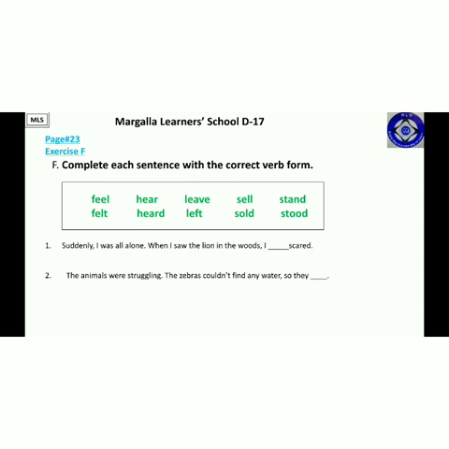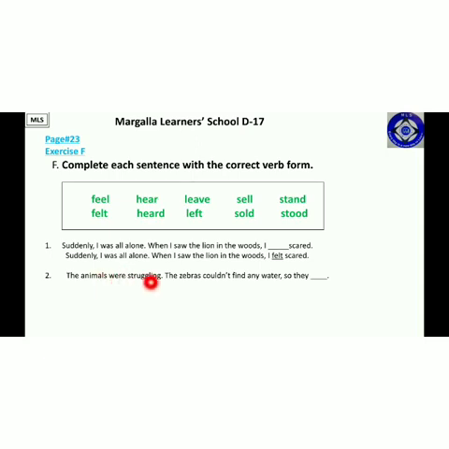Come to the first statement. Suddenly I was all alone when I saw the lion in the woods. I blank scared. Now when I see the words was and saw, I come to know that it is the past form of the verb, then I would definitely use the second form of the verb. Suddenly I was all alone when I saw the lion in the woods. I felt scared.